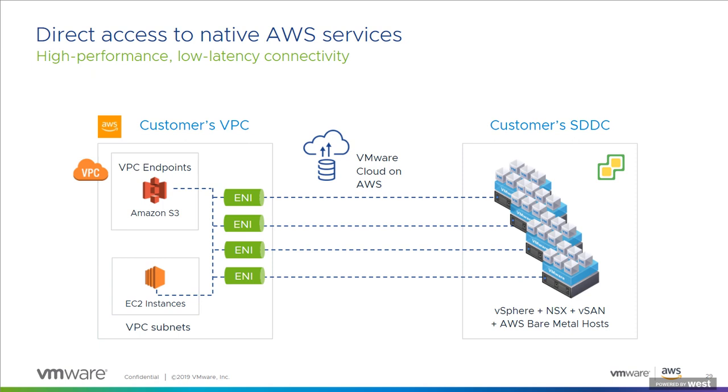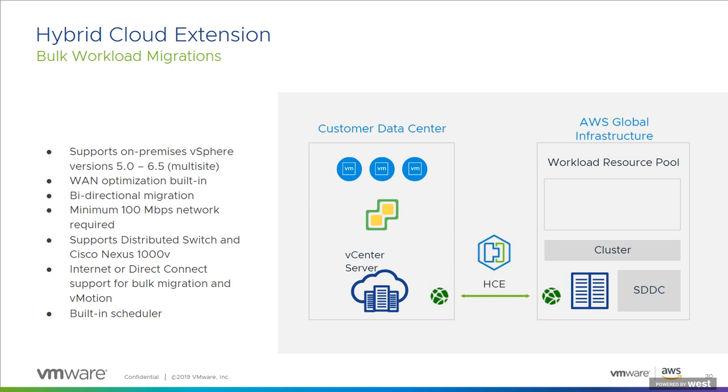So direct access to native AWS services offers high performance, low latency connectivity. Through the utilization of VNIs applied to your VMware Cloud and AWS environments, you can leverage VPC endpoints. So, for example, with Amazon S3, if you want to have your VMs access EC2 instances, you can do that. It's like having the best of both worlds, where you can mix and match the services that best fit your needs.